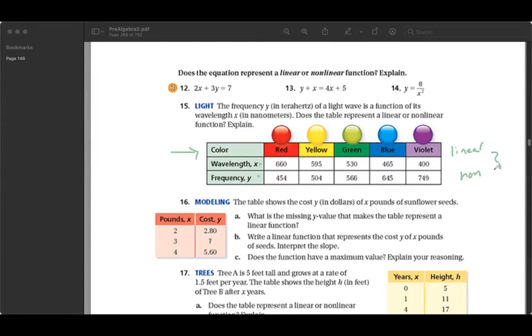Non-linear. Because Julia says non. It does have a pattern from red to yellow, but I feel like it's just getting random after that. Yeah, so I think the same thing, Julia. It looks like there's some sort of pattern from here to here.